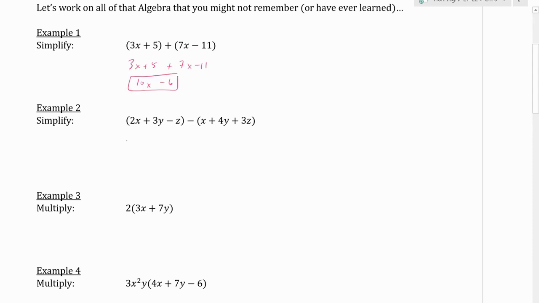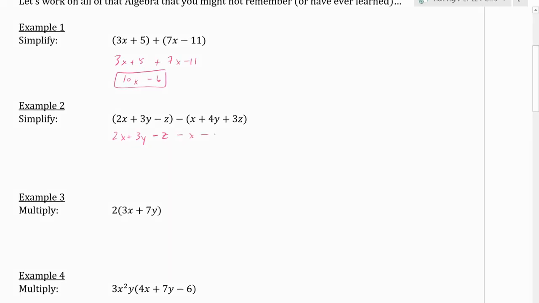Here the parentheses are needed on that second one. They're just grouping up the first one, but they're saying subtract everything in here. There are subtraction signs and opposites. We're going to take away the x, the 4y, and the 3z. So 2x's minus another x leaves an x. 3y's minus 4y's is taking away a y. Negative z minus 3z is negative 4z.